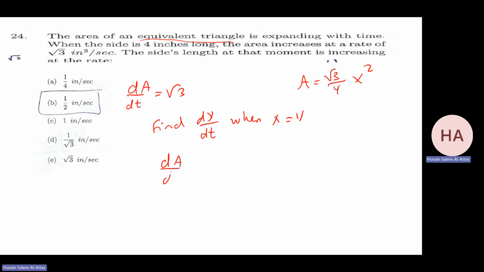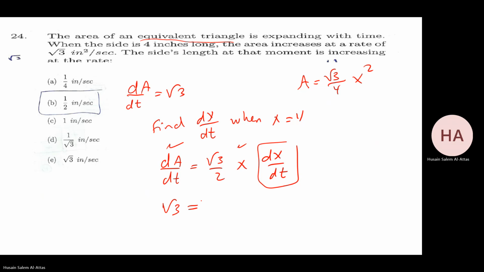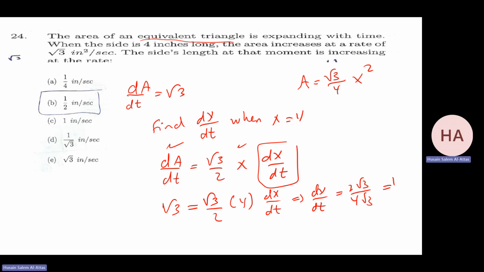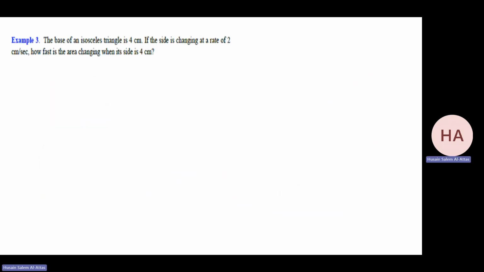Differentiate, same idea. dA by dt equals square root 3 over 2 x dx by dt. The only change, he gave me this and he gave me this, and this is what he wants. Plug in the numbers. Square root of 3 equals square root of 3 over 2 times x, x is 4, times dx by dt. That implies dx by dt will be 2 root 3 over 4 root 3, which is half, which is this one.